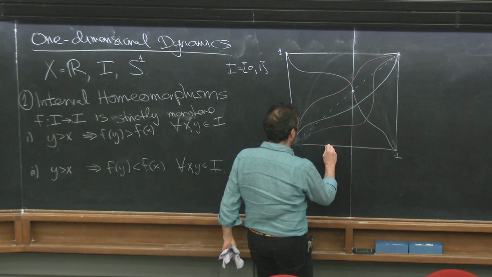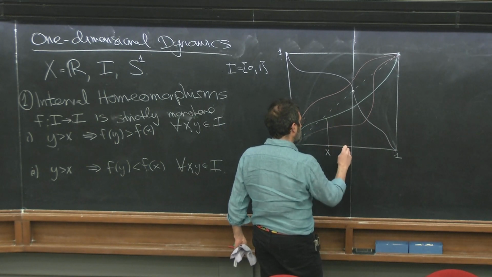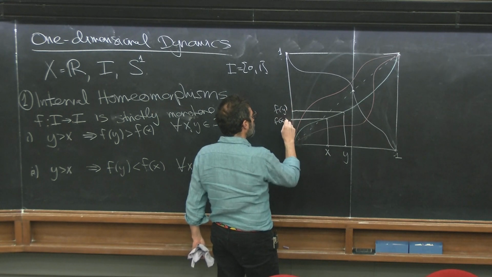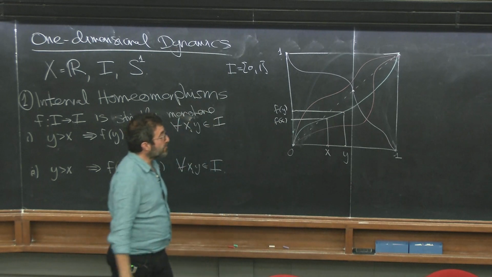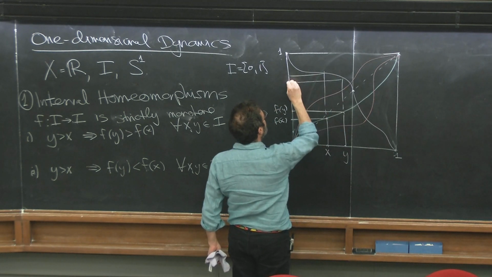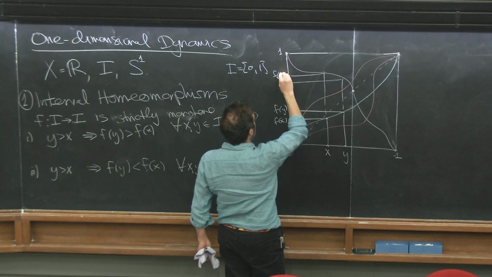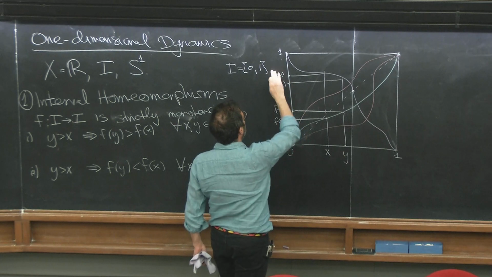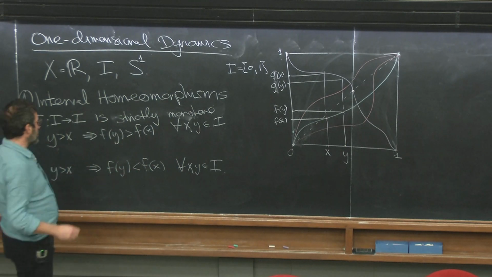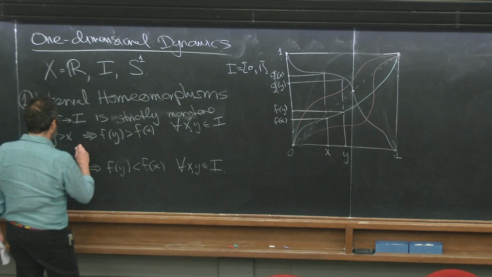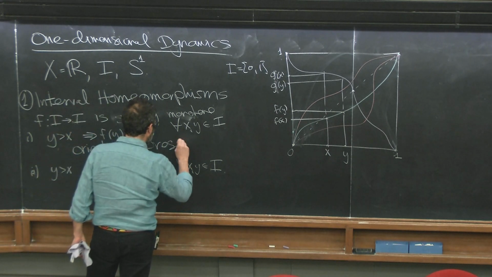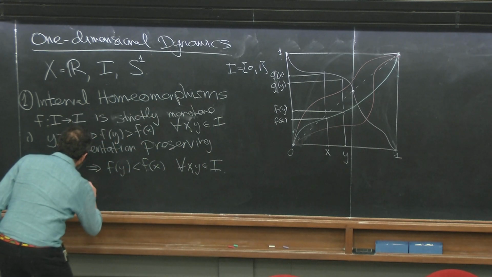So the first one says that if you take two points here, x and y, and you look at the images, then f of y will still be greater than f of x, right? So if your function is monotone increasing, it's like this. And if it's monotone decreasing, then the order will be reversed. So this will be f of x, and this will be f of y. Let me call it g, a different function here, okay? And a useful terminology that we will use is that we say this is orientation preserving, and this here is orientation reversing.